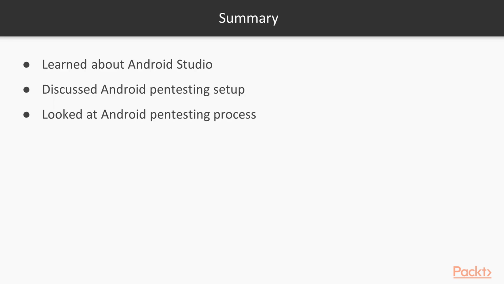If we talk about the section summary, what we have learned in this section: first of all, we have learned about Android Studio, how you can download Android Studio and install it on your machine. Then we have learned about Android pen testing setup. And then we also covered the process of Android pen testing in this section. This is all about the section.